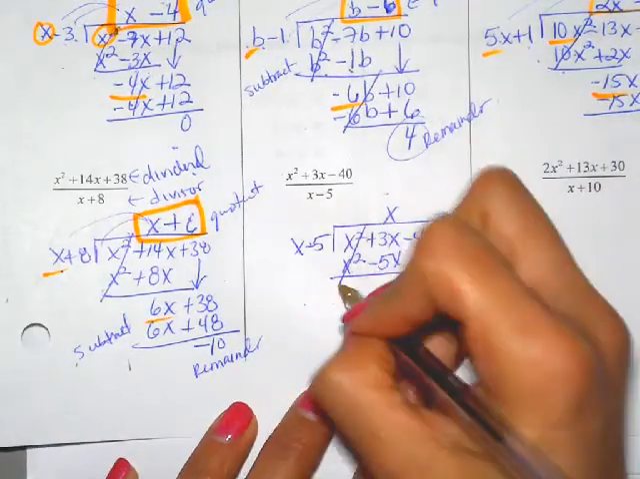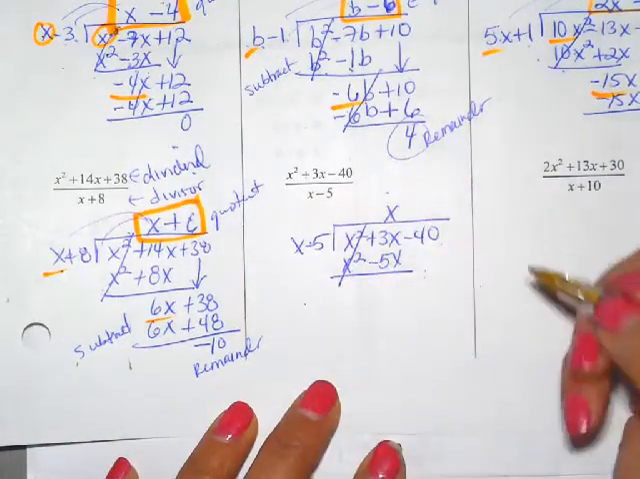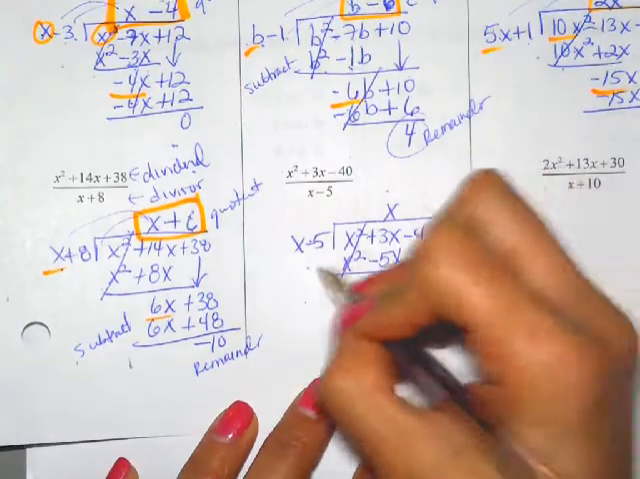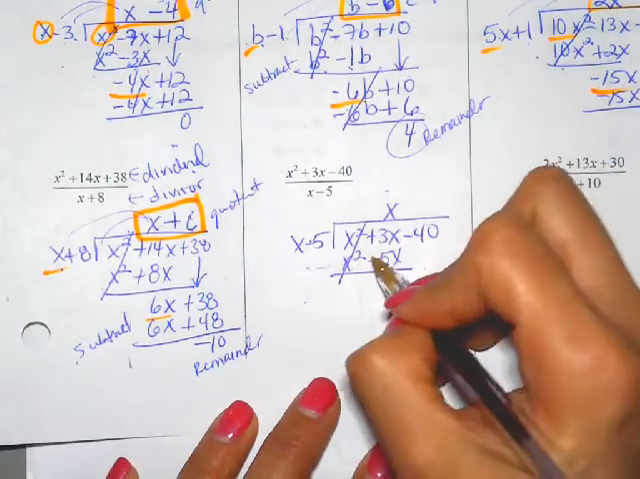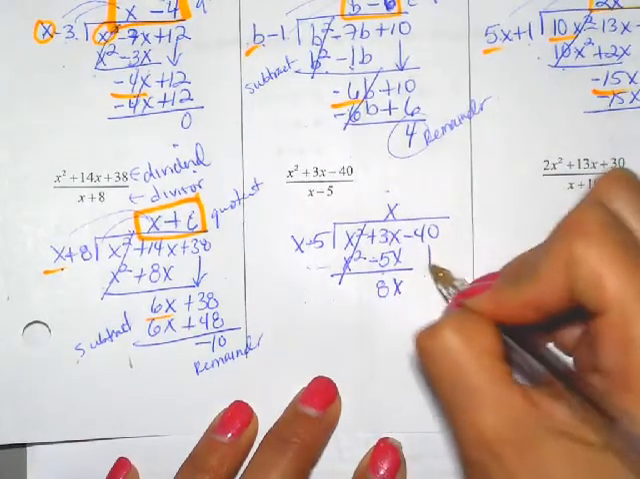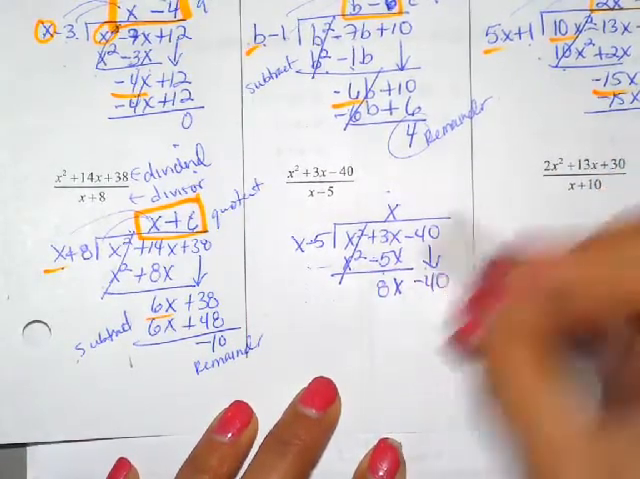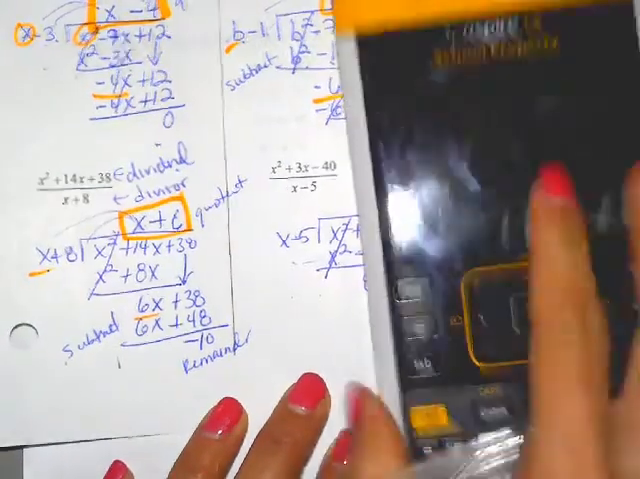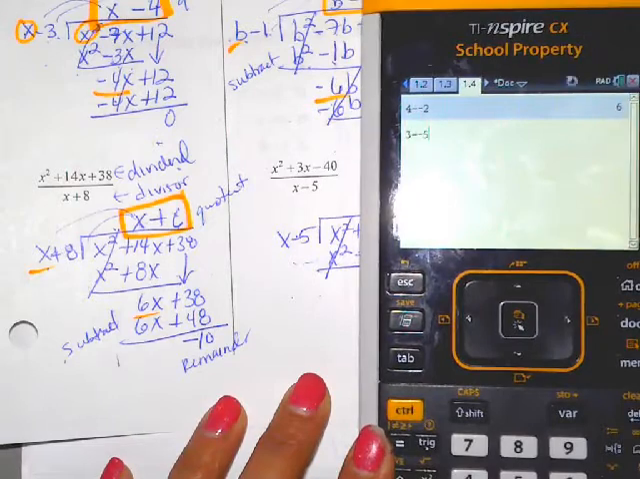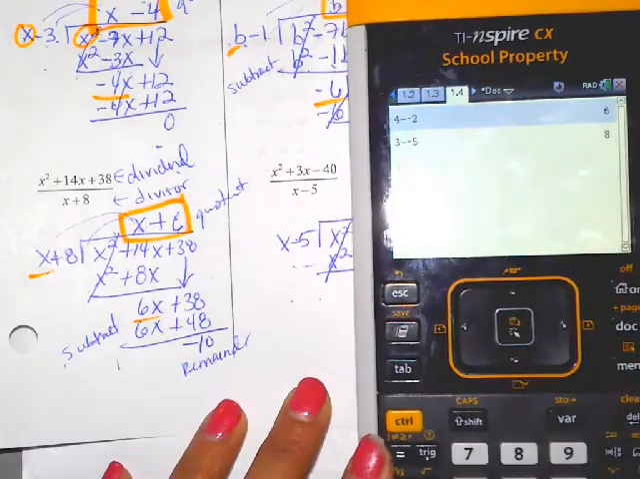X squared minus x squared is 0. 3 minus a negative 5. Well, that is going to change that to a plus. So that's going to be 3 plus 5 is 8x. Bring down the minus 40. Again, if you're not good with negatives, just use your calculator. 3 minus a negative 5, positive 8.